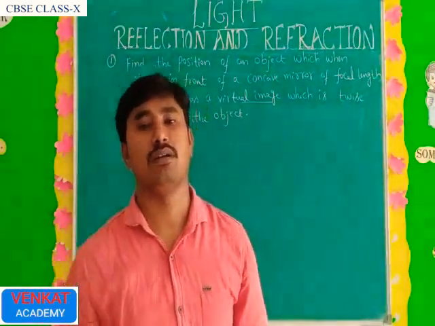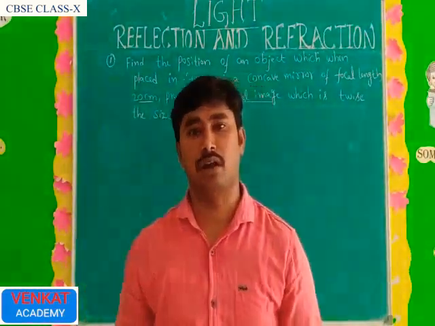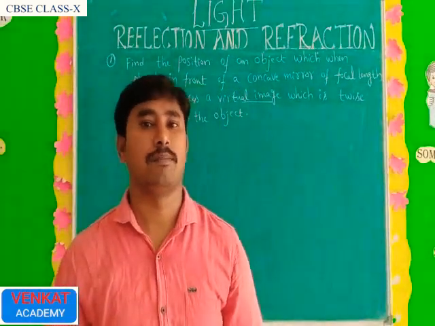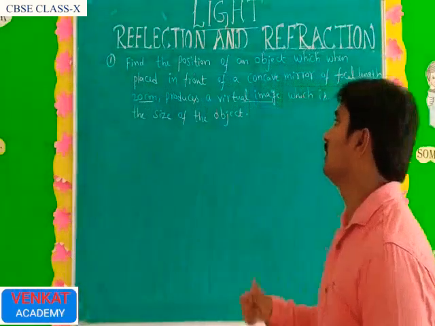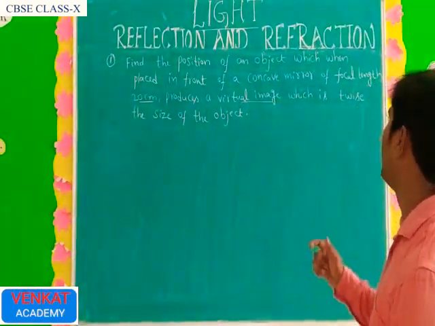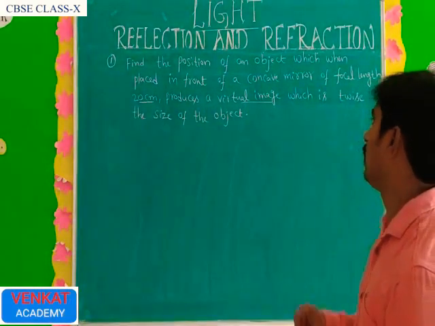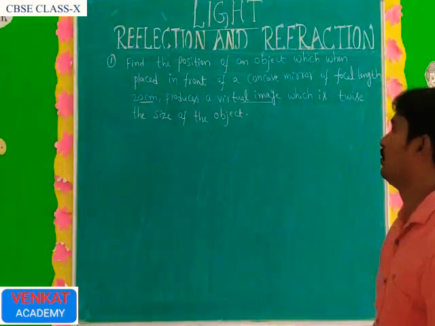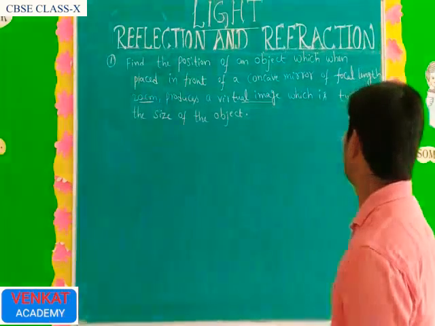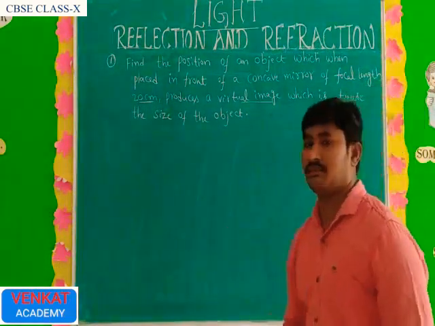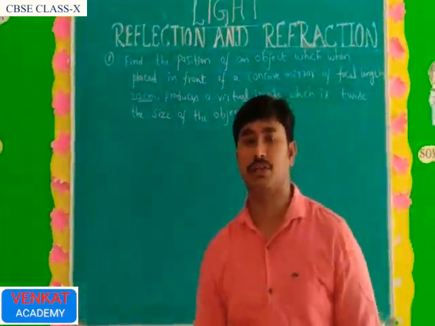Students, today we will learn about one more type of problems, especially in concave and convex mirrors. So what is the problem here? Let's begin. The problem is: find the position of an object which, when placed in front of a concave mirror of focal length 20 cm, produces a virtual image which is twice the size of the object. So that is the question.